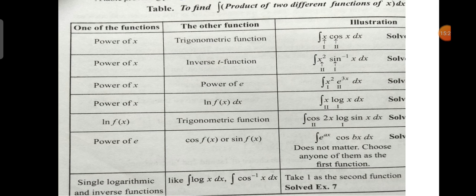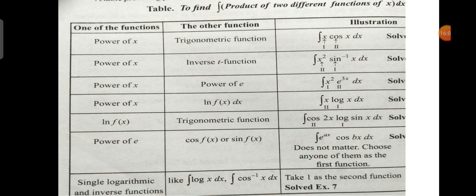And also for logarithmic functions, take the logarithmic function as the first function and the power as the second function. And if a trigonometric function and a logarithmic function are given, take the logarithmic function as first. So anyway, if a logarithmic function is given, take it as the first function and the other as the second function, and apply integration by parts. And if a power of a function and cos f of x or sine f of x are given, then it doesn't matter; you can take any as the first function.